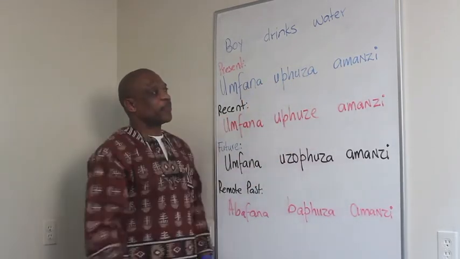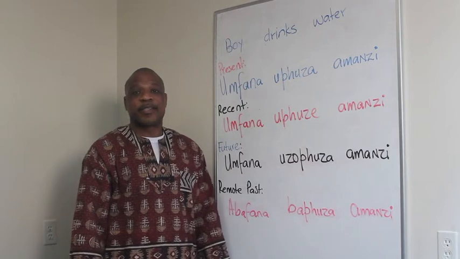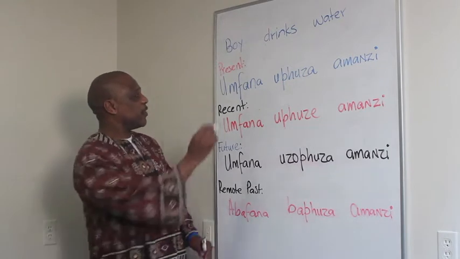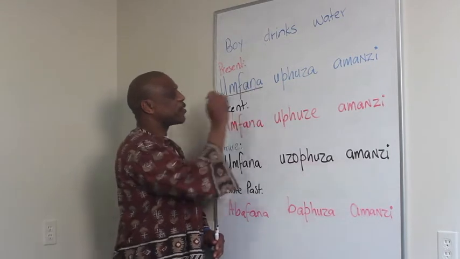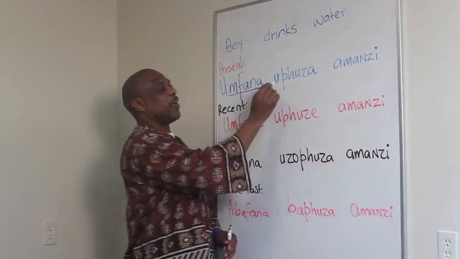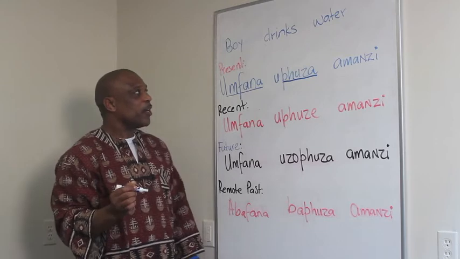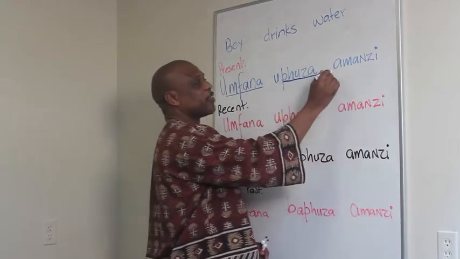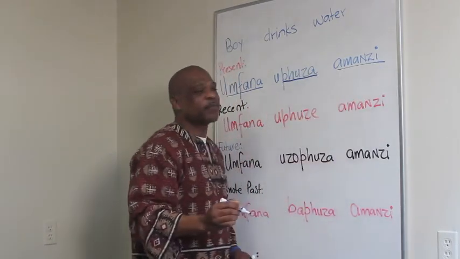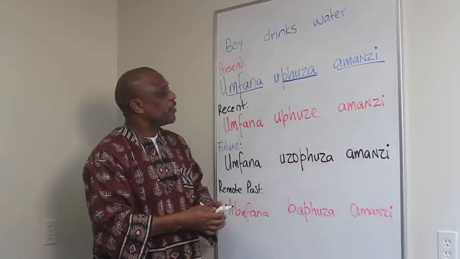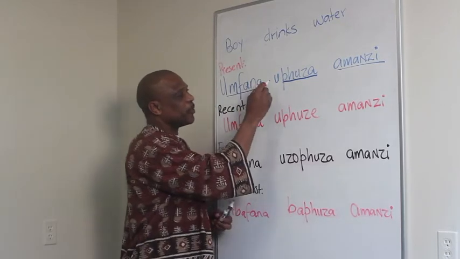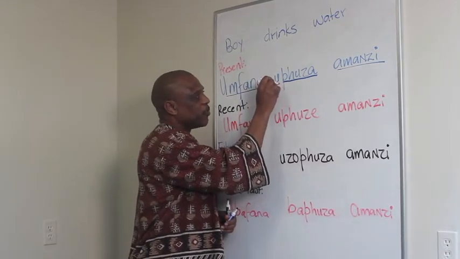The first sentence is in present tense. As you can see here, this is the subject umfana, and this is the verb phuza, which means drinks, and then this is the object amanzi. It's very important that you notice this little part in the word.